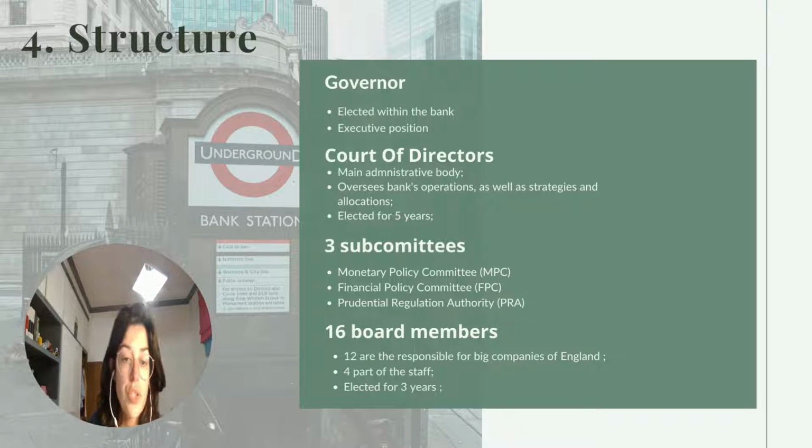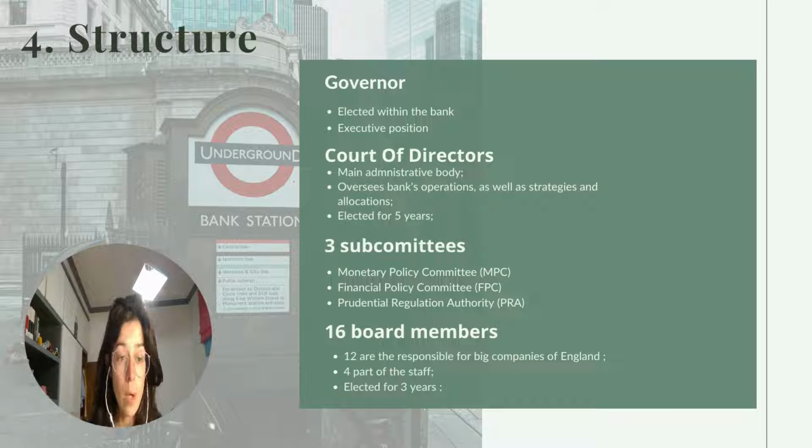So when it comes to the structure of the bank, it's comprised of the governor, who is elected within the bank, holds the most senior executive position, and participates in all the committees. Then we have the Court of Directors, that is the main administrative body and oversees the bank's operations, strategies, and resource allocations, and is elected for 5 years. Then we have 3 subcommittees.